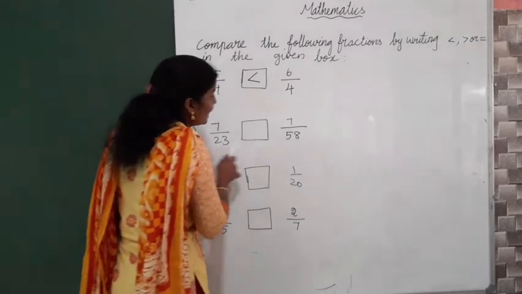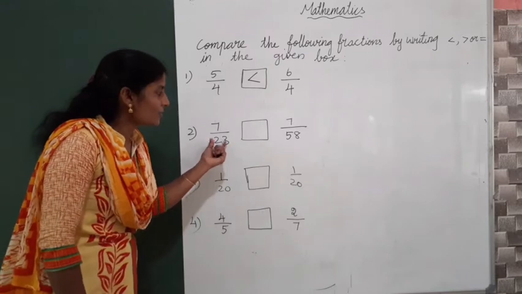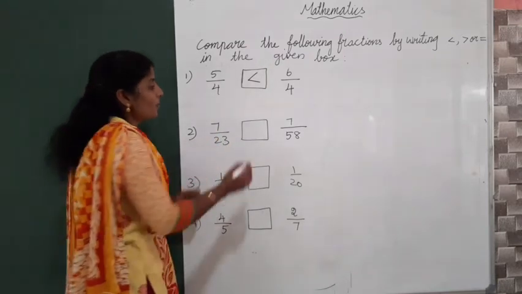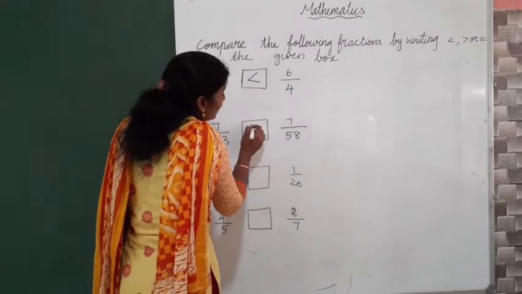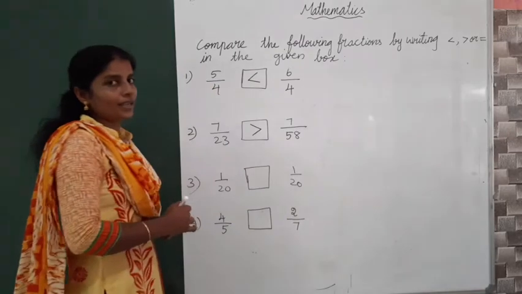So here, 23 and 58. Here 23 is smaller. So 7 by 23 is the greater number. So we can write 7 by 23 is greater than 7 by 58.